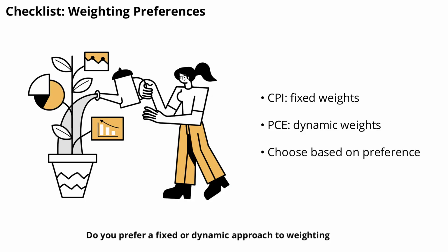Do you prefer a fixed or dynamic approach to weighting? CPI's fixed basket makes it easier to track changes over time, but it may not capture shifts in spending habits. PCE's dynamic weighting reflects real-time changes in consumer behavior, providing a more current picture of inflation. Your preference for stability or adaptability can guide your choice between the two indices.